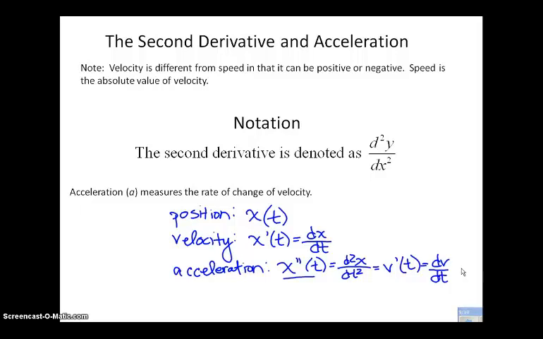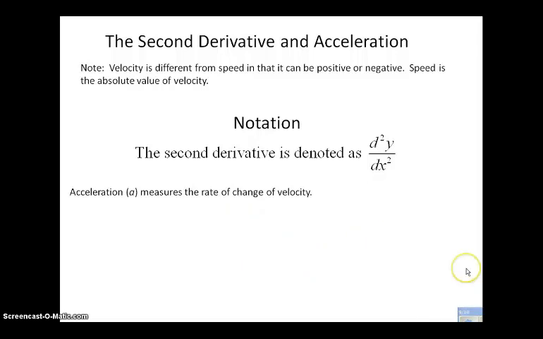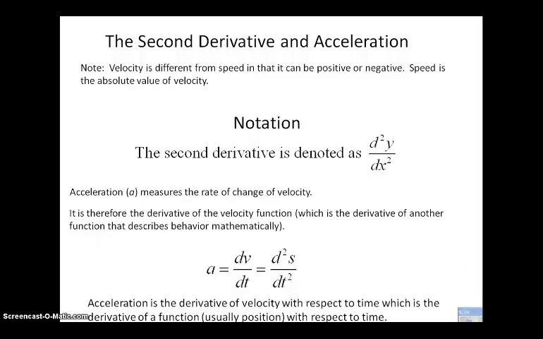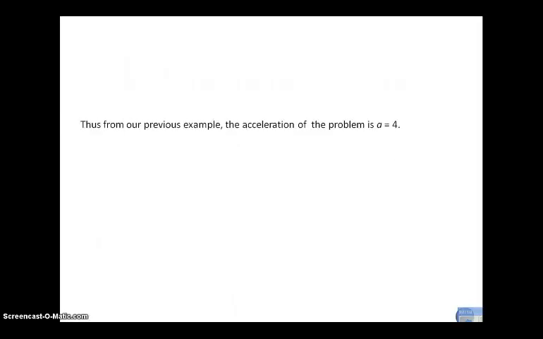Acceleration has many, many symbols, and we usually see that as a of t. We're usually going to see this as v of t. So position, velocity, acceleration. So make sure you could go through all those iterations of notation for acceleration. All right, acceleration is the derivative of velocity with respect to time, which is the derivative of a function, usually position, with respect to time.